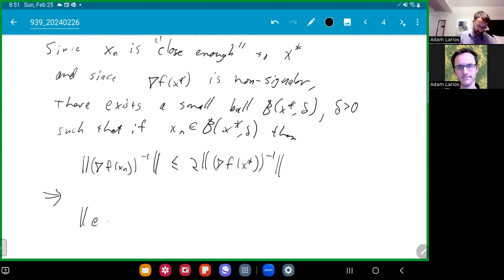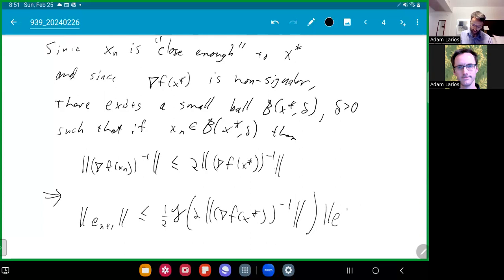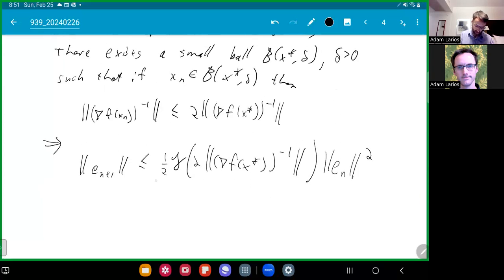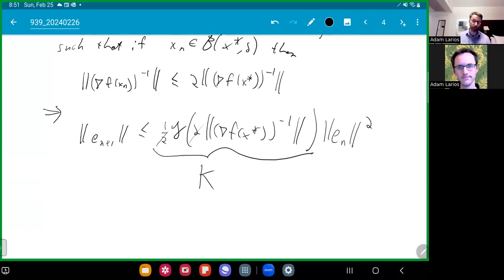So this implies that en plus 1 is bounded above by gamma times, well, we had 1/2 gamma, but now it's times 2 times the norm of gradient f x star inverse, times en squared. And this, so the 2's can cancel if you want, but this is our k. And that's it. So if you want, well, I guess we should do a little bit more. So we proved the inequality.